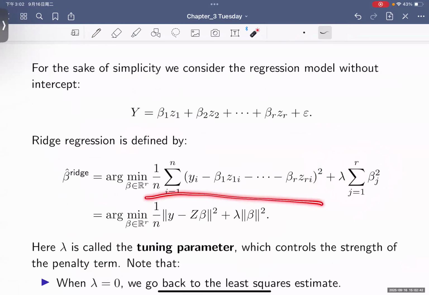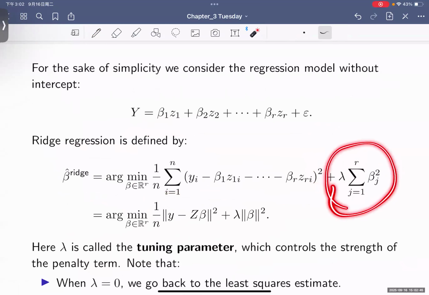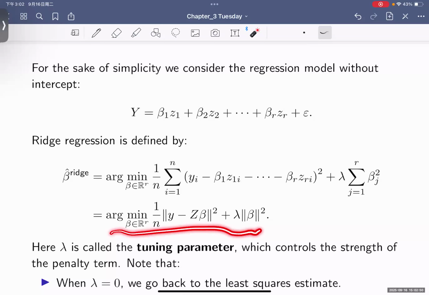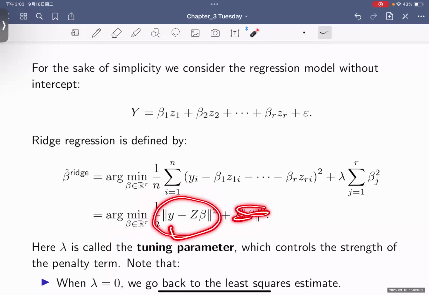We no longer focus only on the mean square error. We're also adding lambda times beta square. Usually we can write down our objective function, or loss function, as the mean square, 1 over n times y minus z beta square. This is how we solve the least square. If we ignore the second part, this corresponds to the least square estimate. But now we're adding a new lambda times beta square. Then it becomes a ridge. And this lambda plays a role as a thresholding parameter.